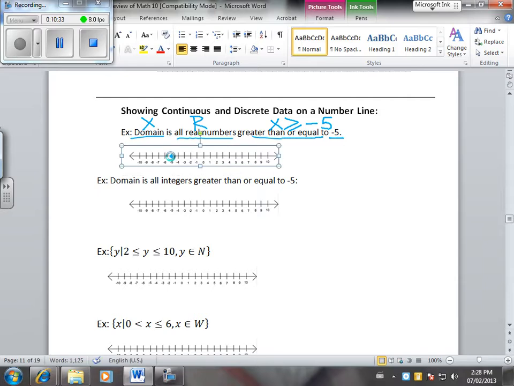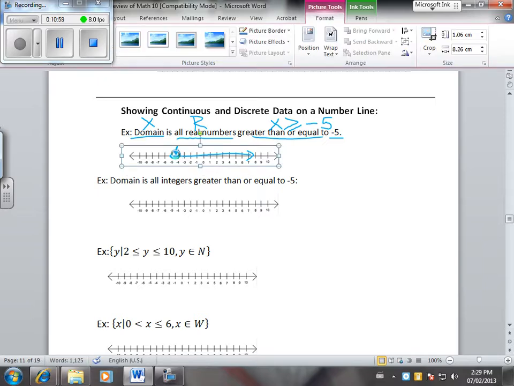And it's all real numbers greater than or equal to, so we will draw our line to the right and put an arrow on it. Okay, so that's how we'd show this. And because it's all real numbers, do you think this is continuous or discrete? Now, if you went in between two data points, so -4 and -5, are there any data points in between? If you said yes, that is correct, and that makes this continuous.